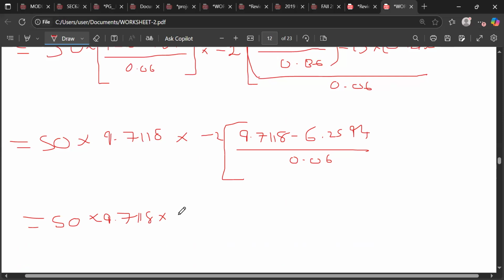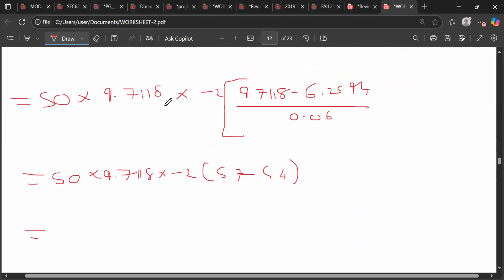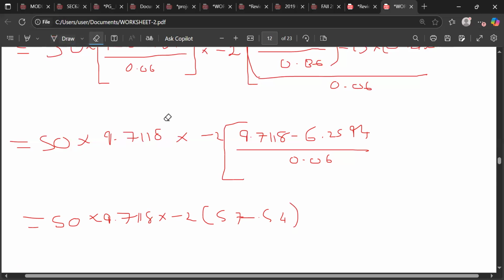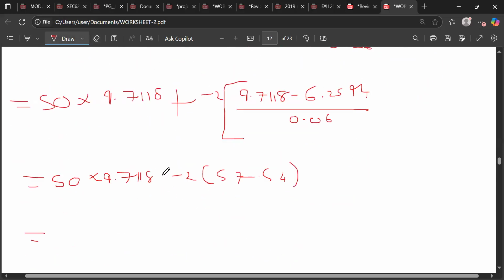Whatever I'm looking for here will give us times -2 times 57.54 here. Here is supposed to be minus, not times. So this is minus, not times. It's minus, minus. It's supposed to be plus. So since it's negative, it becomes minus.